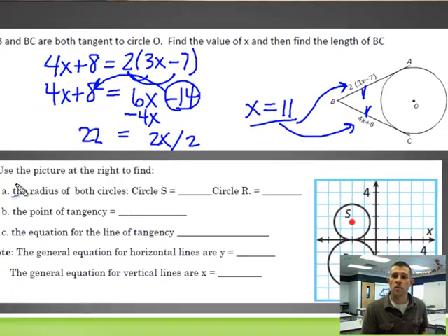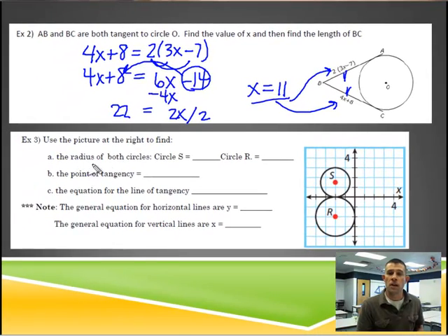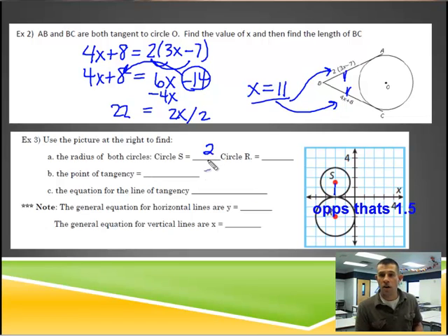It says find the radius of both circles. Well, for circle S, I'm just going to count my spaces to the border. That's 1, 2, so my radius here of circle S must be 2. My radius here for circle R looks like it's going to be 2 as well. That's funny because they look like different size circles. Let's try counting that again. 1, 2. Yep, 1, 2.